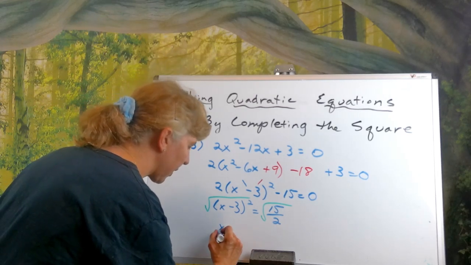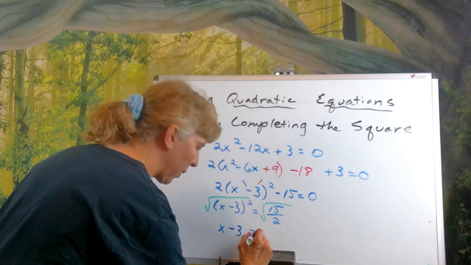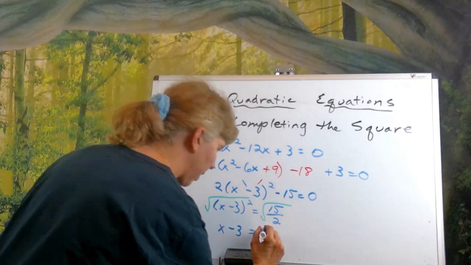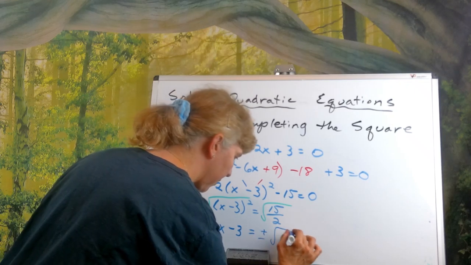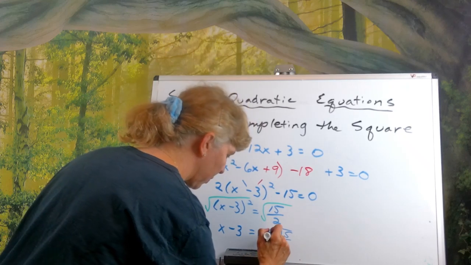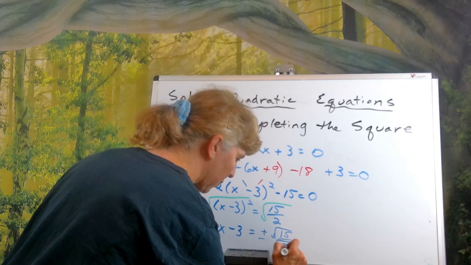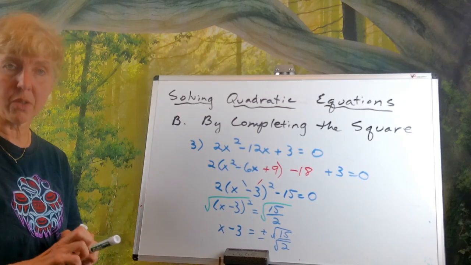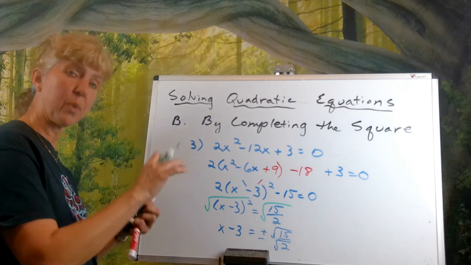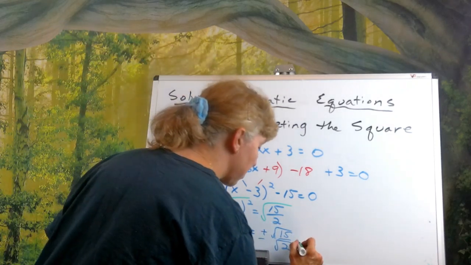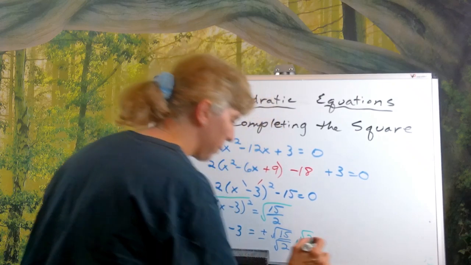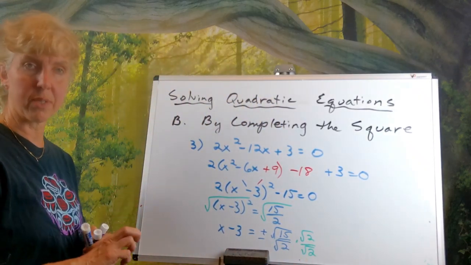So on my left-hand side, I get x minus 3, and my right-hand side, not forgetting the plus or minus, I have plus or minus root 15 over 2. But I'm going to write it as root 15 over root 2. Because we don't like square roots in the denominator, I'm going to rationalize my denominator. So I'm going to multiply right now by 1, which is root 2 over root 2. Okay, and I talked about rationalizing denominators in a previous video as well.